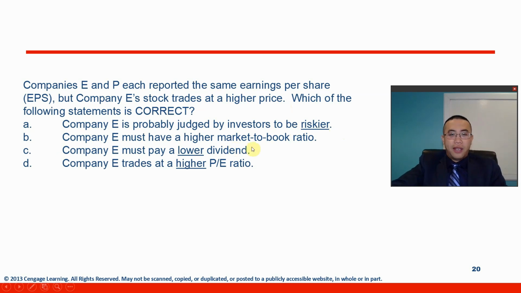B, company E must have a higher market to book ratio. We can't make this conclusion because we don't have the book value information. We don't have the total equity, we don't have anything from the financial statements. C, company E must pay a lower dividend, and we cannot make this conclusion either because we don't have information about dividends here. D, company E trades at a higher PE ratio. This is the correct one because the earnings per share is the same, but the price is higher for E. If you use price divided by earnings per share, you get the PE ratio or price earnings ratio. So D is the correct one.